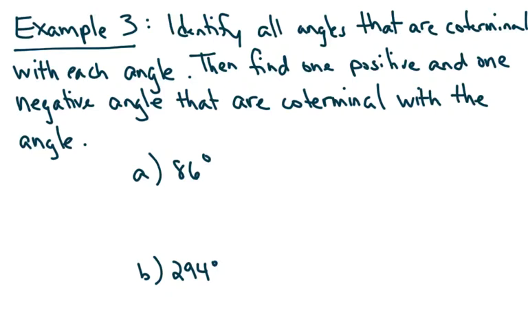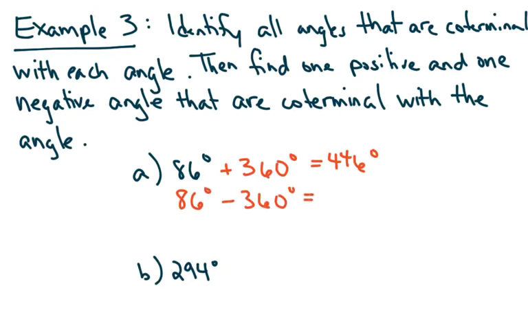In example 3, it says identify all angles that are coterminal with each angle. Then find one positive and one negative angle that are coterminal with the angle. Let me start with the second part. 86 degrees. To find a positive coterminal angle, you can add 360. So 86 plus 360 is going to be 446 degrees. To find a negative coterminal angle, you just subtract 360. So 86 minus 360 is negative 274 degrees.